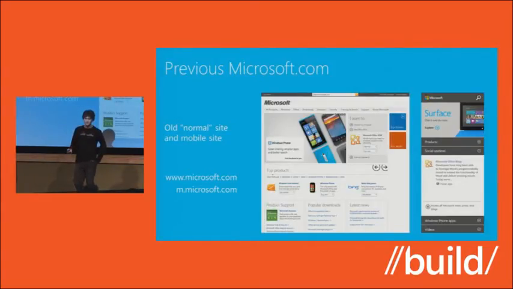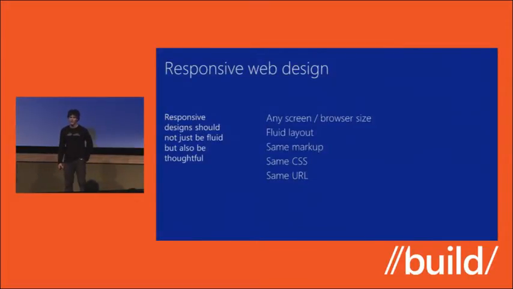So we started trying to figure out, how can we get around this? What's the solution? And then we heard about something called responsive web design. And it promised us a few things. First of all, it said that any screen or browser size is going to work. We're going to have a fluid layout. We can use the same markup, same CSS, same URL. But we realized that we weren't experts in responsive web design at the time.